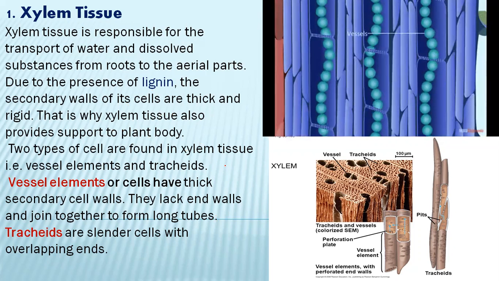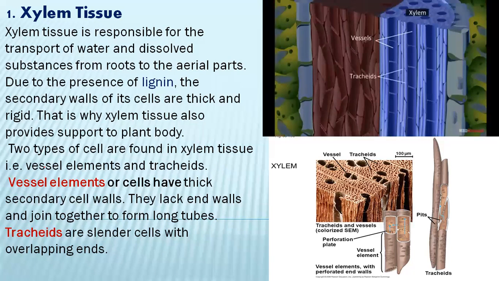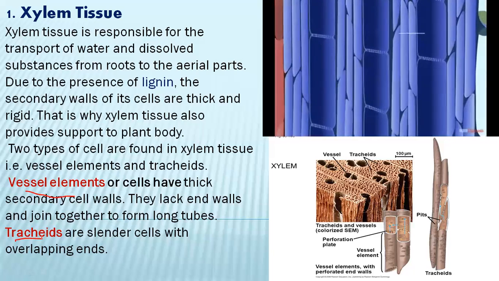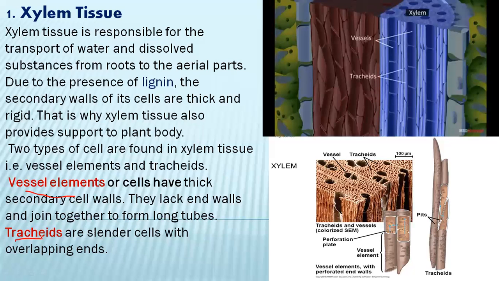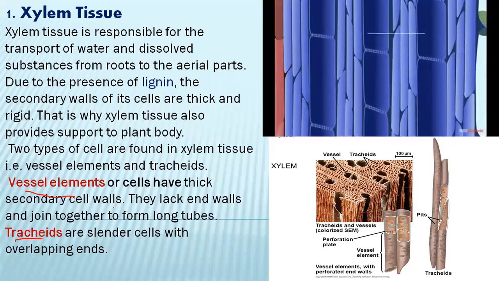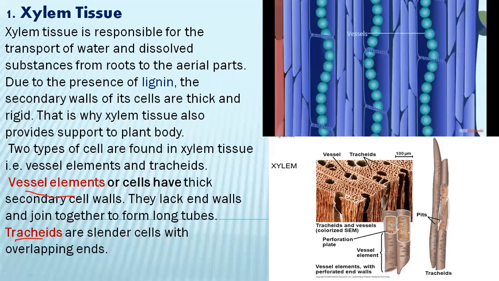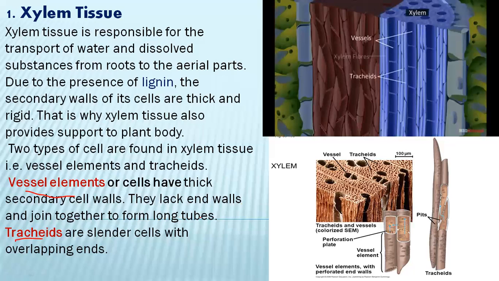Let's talk about the structure of xylem cells. It has two types of cells, vessel elements and tracheids, but some other cells and parts of the xylem tissue are also present. Vessel cells have a thick secondary wall, and they lack end walls and join together to form long tubes.